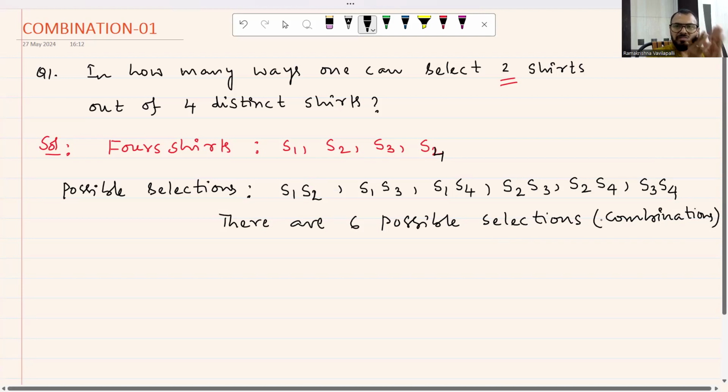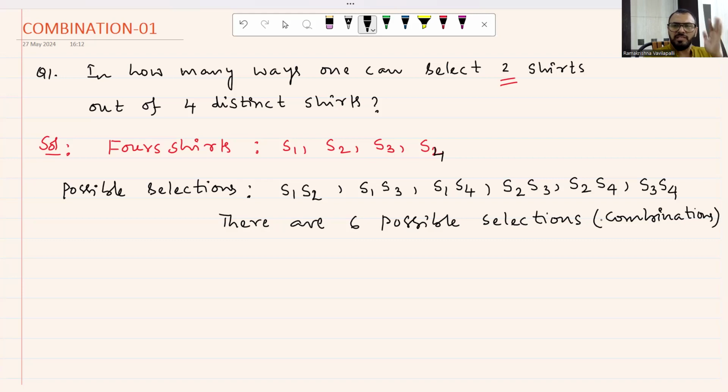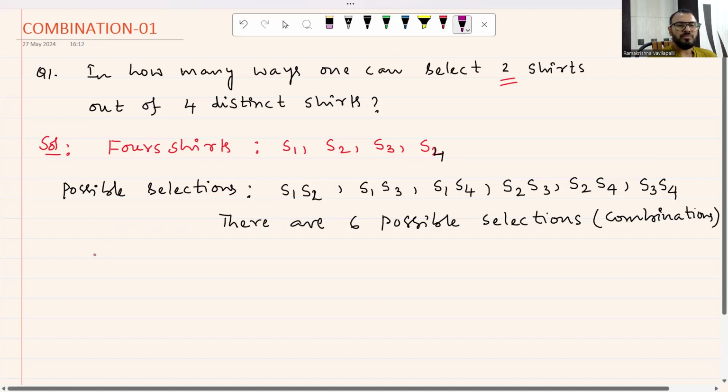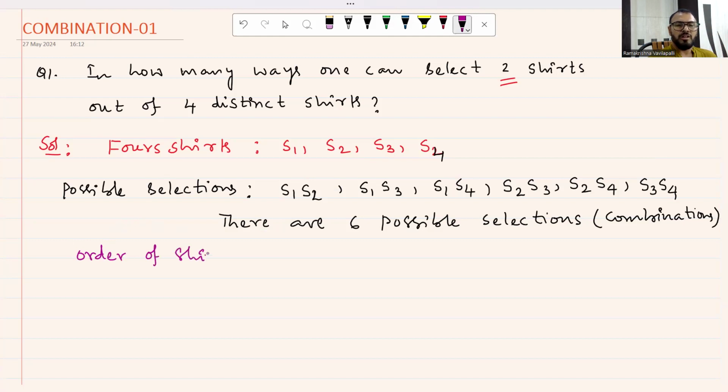Combining with S1: S1, S2, S1, S3, S1, S4. If we have a fifth shirt, S1, S5. Okay, begin with S1, next begin with S2, next begin with S3, next begin with S4, that's it, over. If we have 5 shirts. Now you see here, order of shirts is not considered.